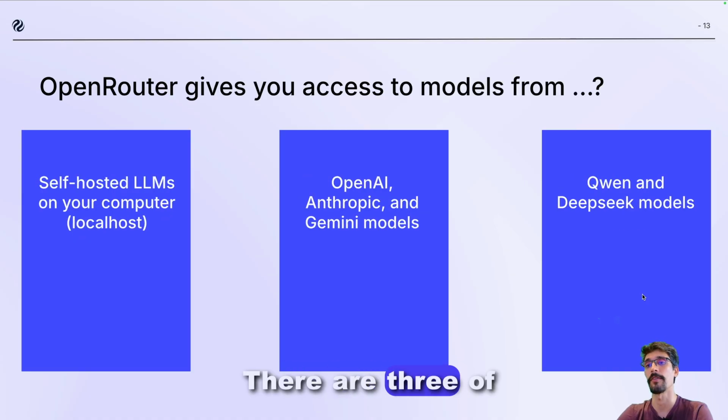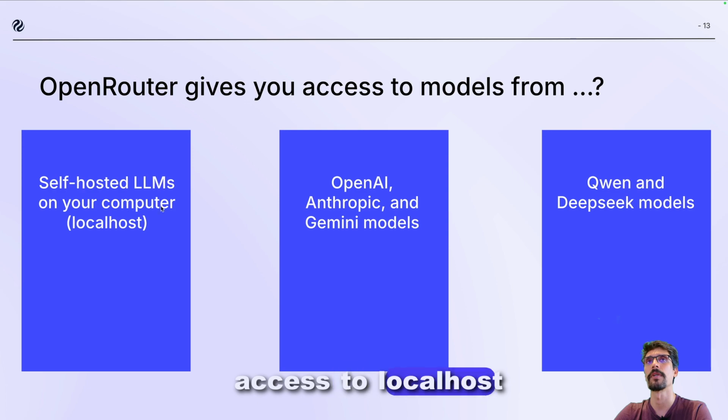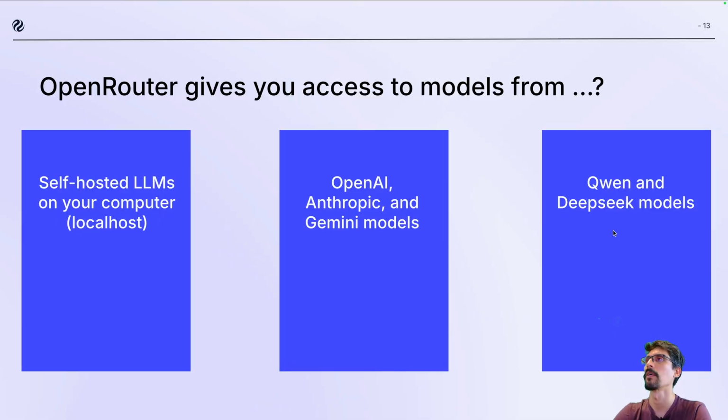All right, question 2. There are 3 of these in total, by the way. OpenRouter gives you access to models from which providers? So does it give you access to localhost or self-hosted LLMs, meaning running on your own computer, or these OpenAI, Anthropic, and Gemini models, or Qwen and DeepSeek? Give you a second to think about that. And the answer is basically this and this. It gives you access to these models and many, many more. But what it doesn't give you access to is any models that you run on your own computer.